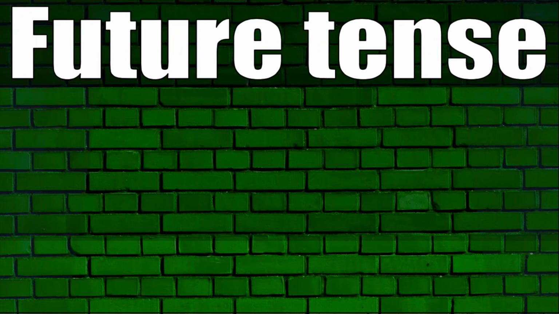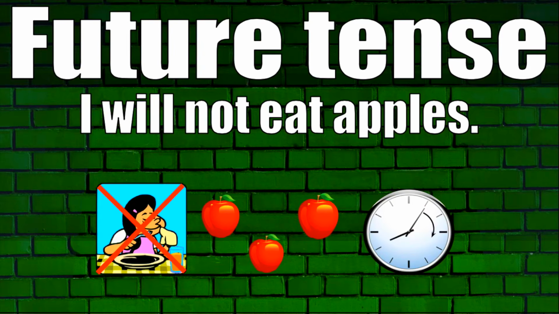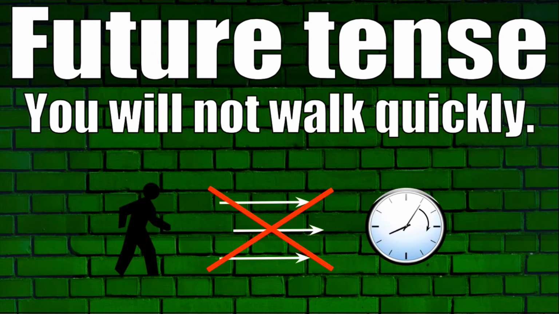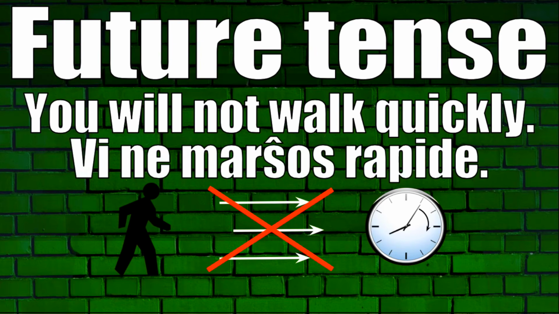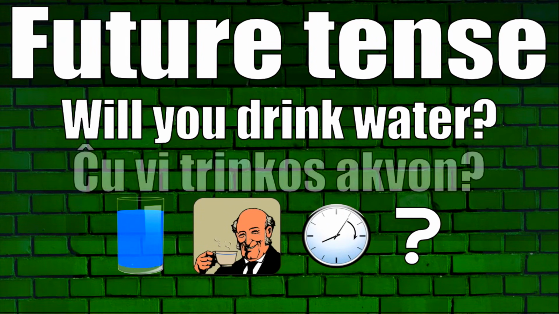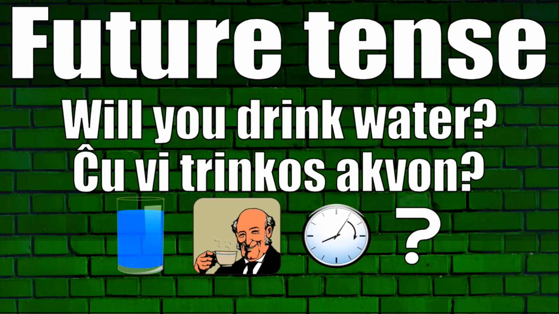Let's look at a few examples. I will not eat apples. Mi ne manĝos pomojn. You will not walk quickly. Hopefully you still remember how to use adverbs. Vi ne marŝos rapide. How about, will you drink water? To say this in Esperanto, we say, Ĉu vi trinkos akvon?